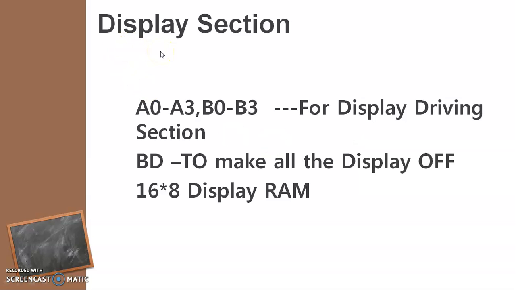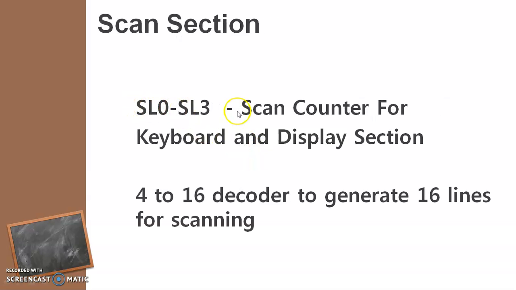Then you have the display section. In the display section, you have A0 to A3 and B0 to B3, and a 16 by 8 display RAM, where the processor writes the information, the segments to be displayed. SL0 to SL3 is your scan counter for both your keyboard and display section. You can use a 4 to 16 decoder to generate 16 lines for multiplexing of your display.